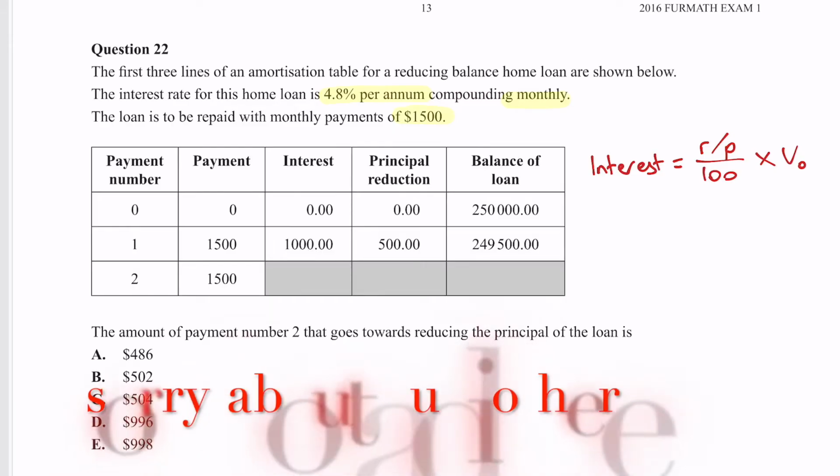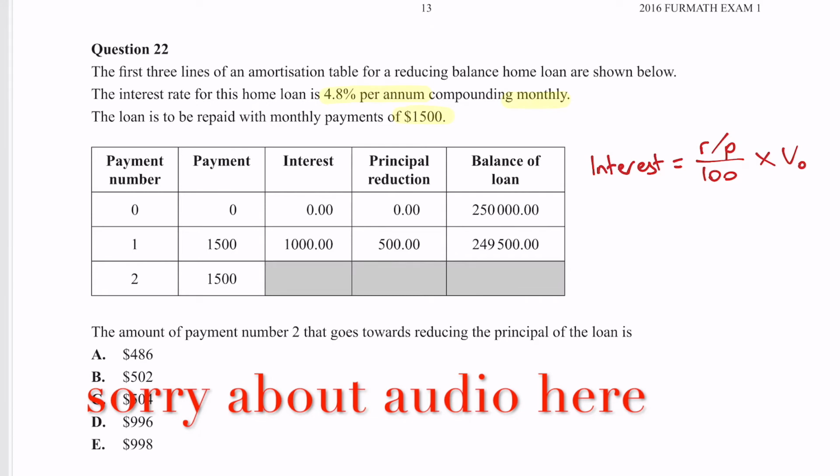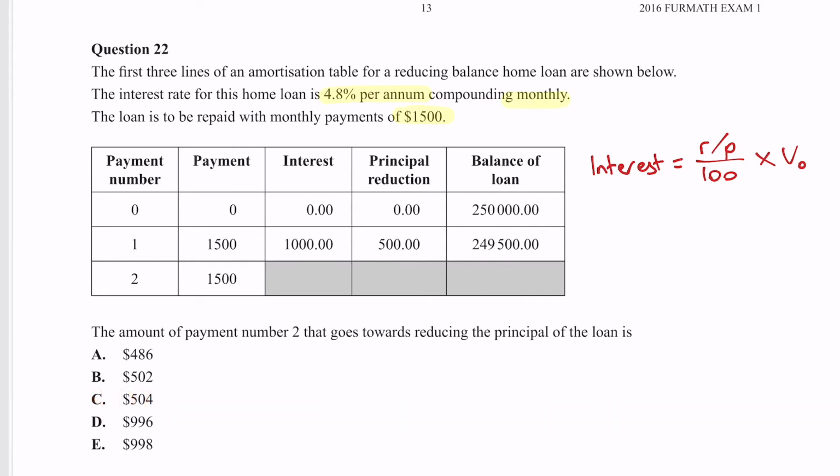Question 22. First three lines of an amortization table for a reducing balance home loan is shown below. Interest rate for the home loan is 4.8% per annum, compounding monthly, loan to be repaid with monthly payments of $1,500. So the amount of payment number 2 that goes towards reducing the principal of the loan is what? So we need to find the principal reduction, that's what we don't know, of payment number 2. So this is what we're looking for here.